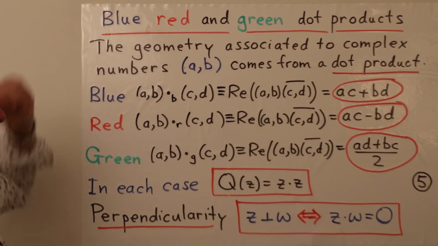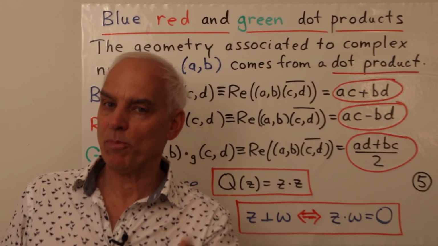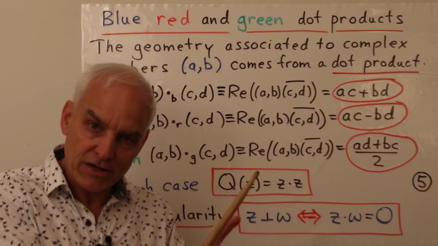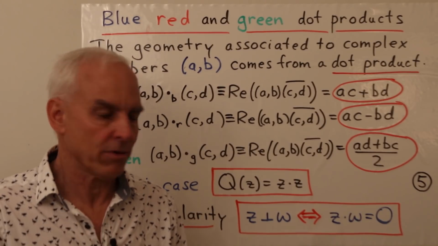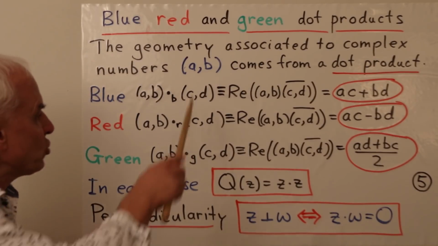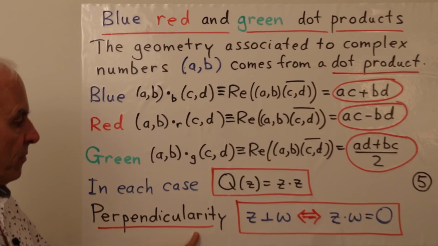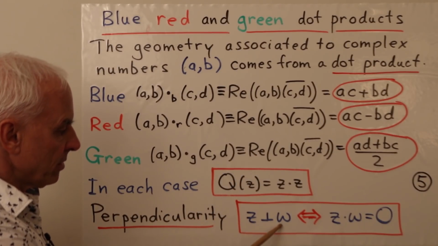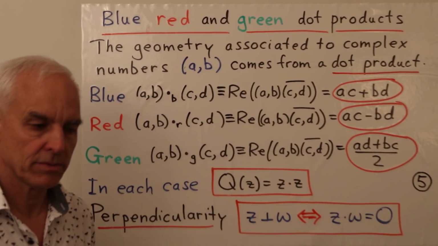Okay, why do we like dot products? Because they give us perpendicularity. In mathematics, perpendicularity between vectors is determined by a dot product being 0. So for each one of these geometries, we define an associated perpendicularity between two vectors. Z is perpendicular to W precisely when Z dot W equals 0.